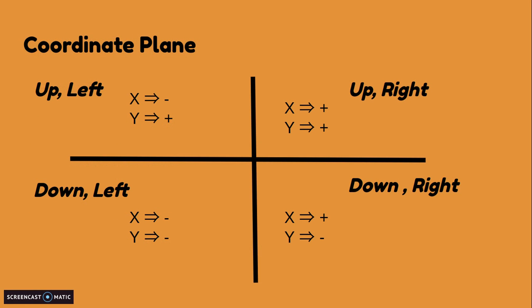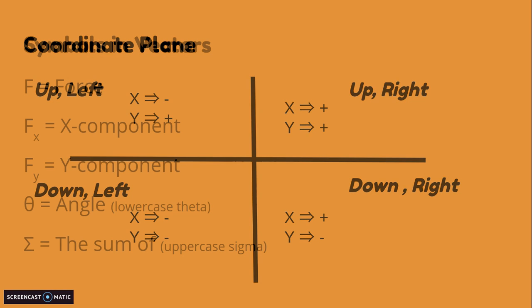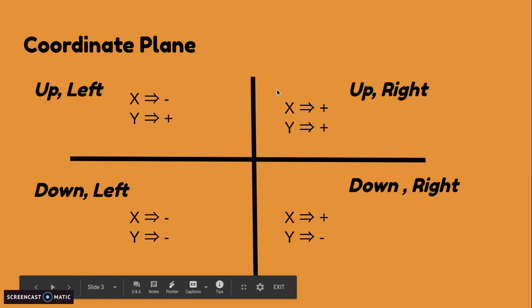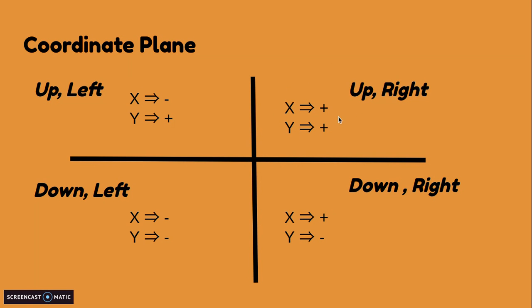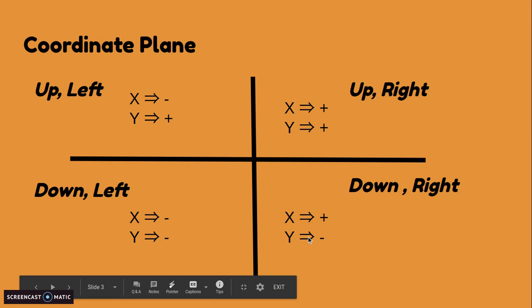So here's what's going to always happen for the components, the x and y components. If they're in this region of the coordinate plane, then it's going to be upright, and x will be positive and y will be positive. If it's in the down right, then x will be positive and y will be negative. If it's in the up left, x will be negative and y will be positive. And if it's in the down left, they will both be negative. I'll explain more later.